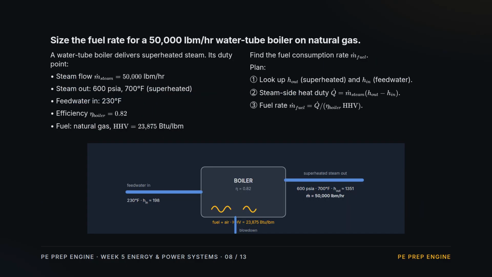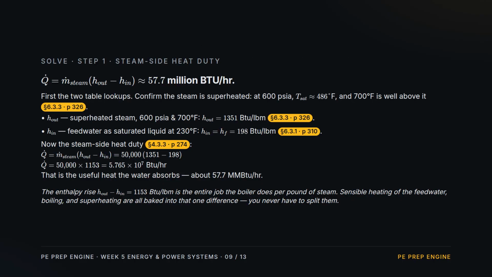The Handbook uses feed water. Worked problem. A water tube boiler delivers 50,000 pounds an hour of superheated steam at 600 psia and 700 degrees. Feed water enters at 230. Efficiency is 82%. Fuel is natural gas at about 24,000 per pound. Find the fuel consumption rate. The plan: look up the 2 enthalpies, get the steam side heat duty, then divide by efficiency times the heating value. Step 1. The lookups, then the heat duty.